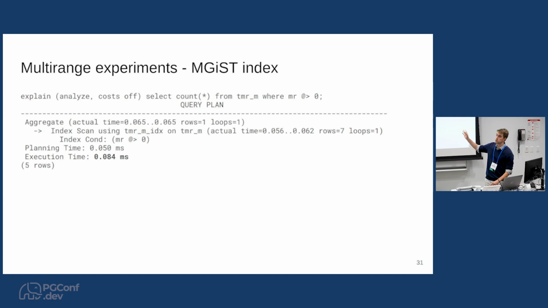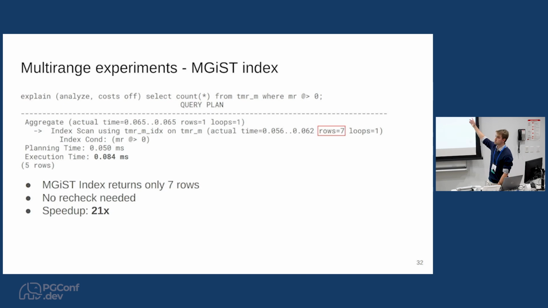So now what happens if we do the same thing on the table that has an MGiST index on it? Well, you can see that this goes much faster. We have 0.08 milliseconds. And this comes from the fact that the index itself returns only 7 rows. No false positives in this case, and so no recheck necessary. And so this goes, in this case, much faster, about 20 times speed up.